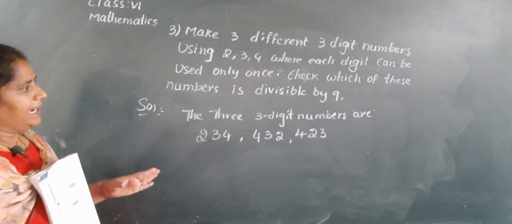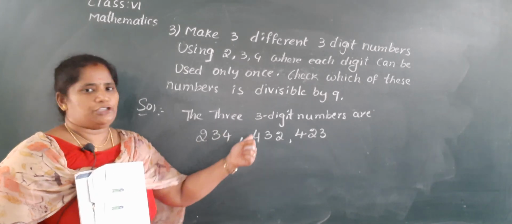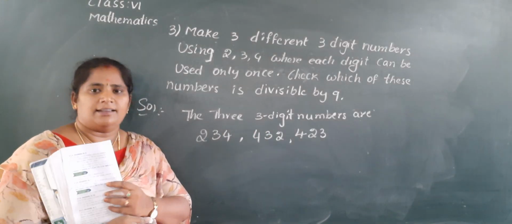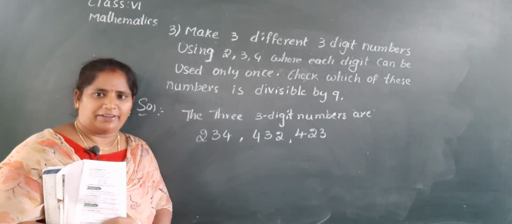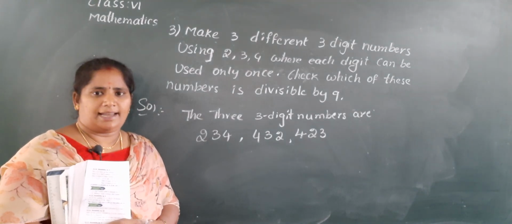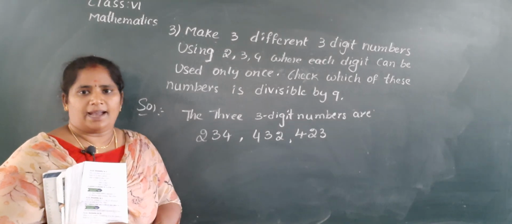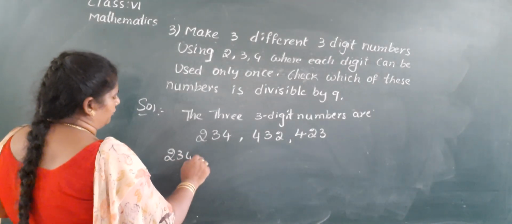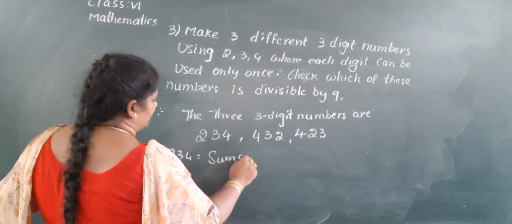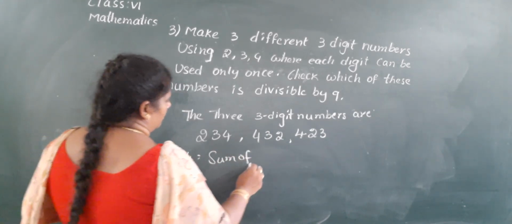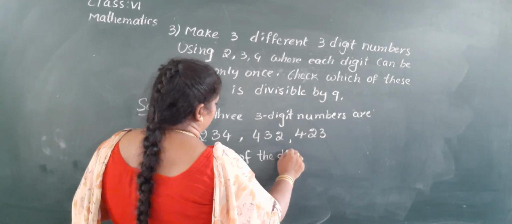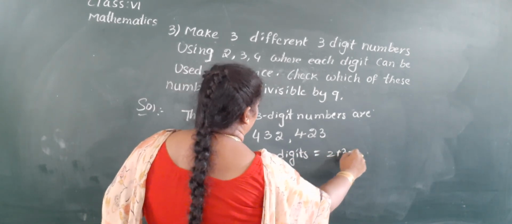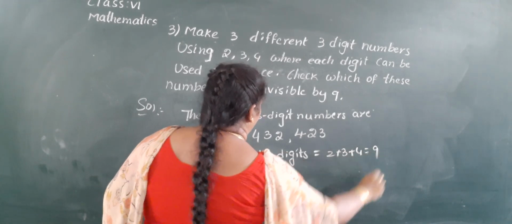Now we have to check it. Which of these numbers is divisible by 9? Come on, tell me, Nana. What is the divisibility by 9? Yes, if the sum of the digits of the given number is divisible by 9, then it is divisible by 9. Let's take the first one, 234. Sum of the digits equals 2 plus 3 plus 4 equals 9.